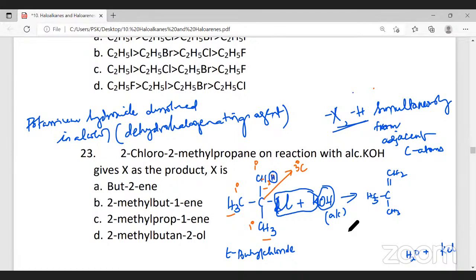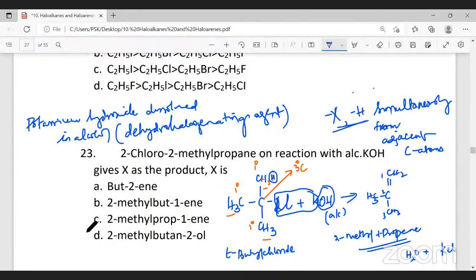When a double bond is formed between these 2, what will be the name of this molecule? The carbons are 1, 2, and 3. 3 carbon atoms, therefore it will be called prop, and since we have a double bond, propene. At second position, we have a methyl group, therefore it will be called methyl propene. So 2-methyl propene, or prop-1-ene, because the double bond is at the first carbon atom. Hence, the answer for this question is option C. Did you follow this?